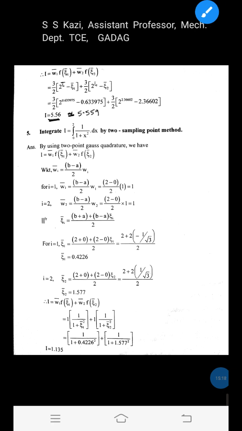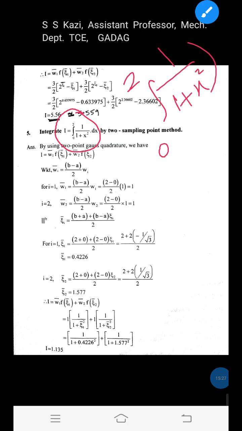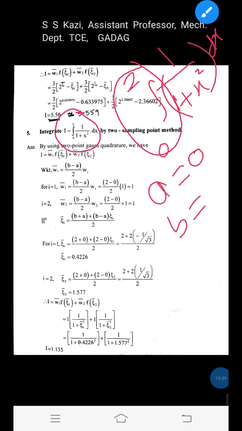One more example we will take now. One more problem we will solve: integration of 1 divided by 1 plus x square with respect to x, from the limits 0 to 2. This is other than the limit -1 to +1. This is the limit 0 to 2, that is a is equal to 0 and b is equal to 2. And you are asked to evaluate this integral, again using the 2-point method.